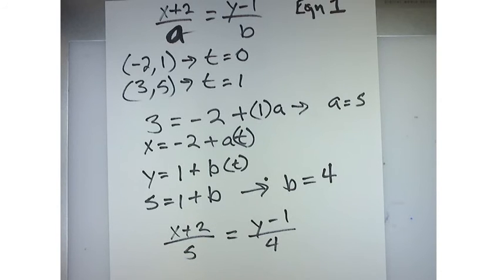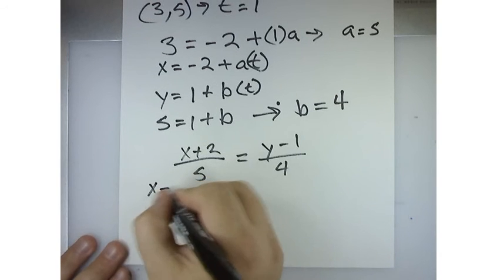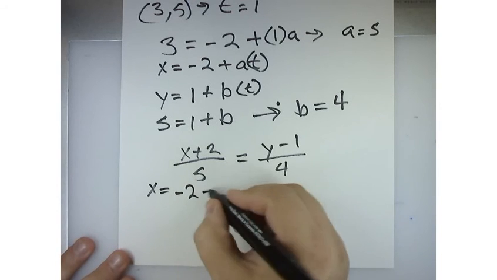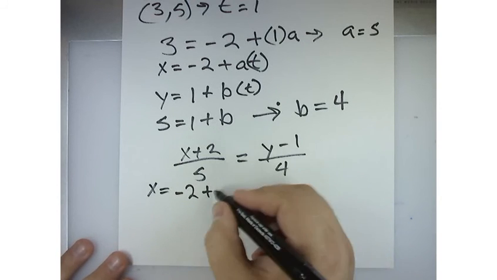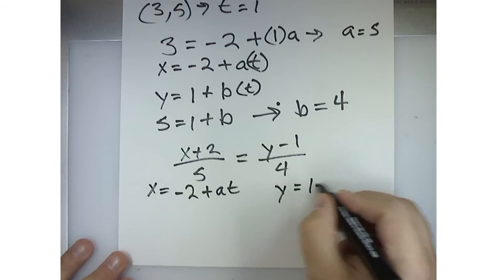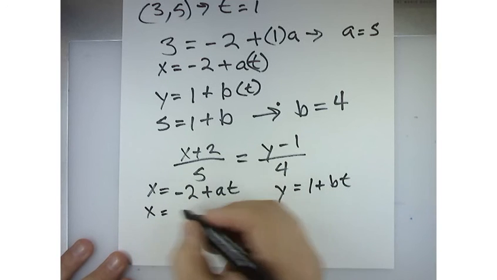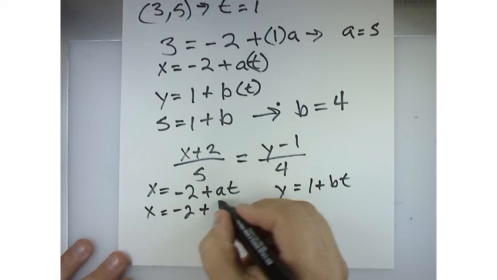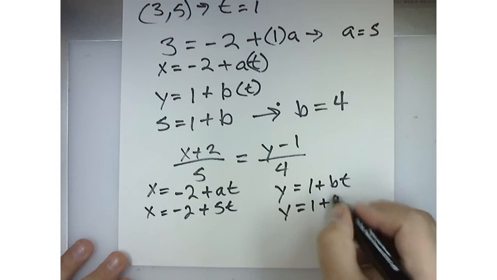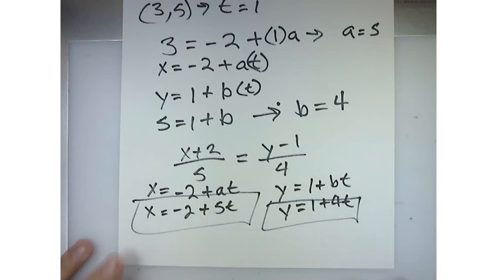Or I could leave it as a parametric equation, because the original parametric equations that we started off with were x is equal to -2 plus a times t, and y is equal to 1 plus b times t. But we said that a is equal to 5 and b is equal to 4. So this is our parametric equations.